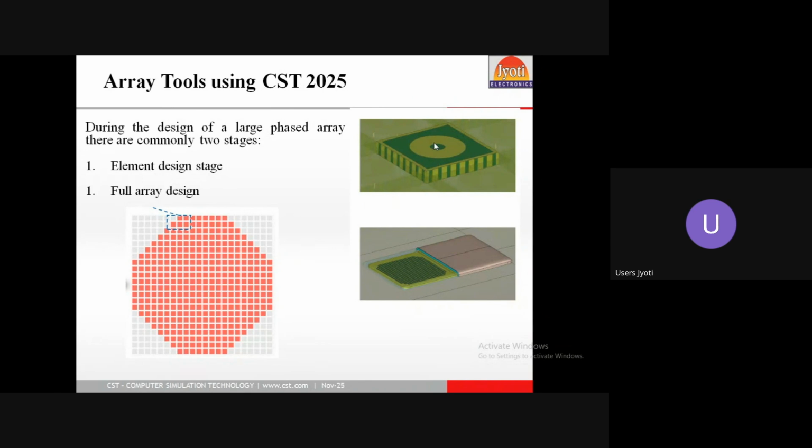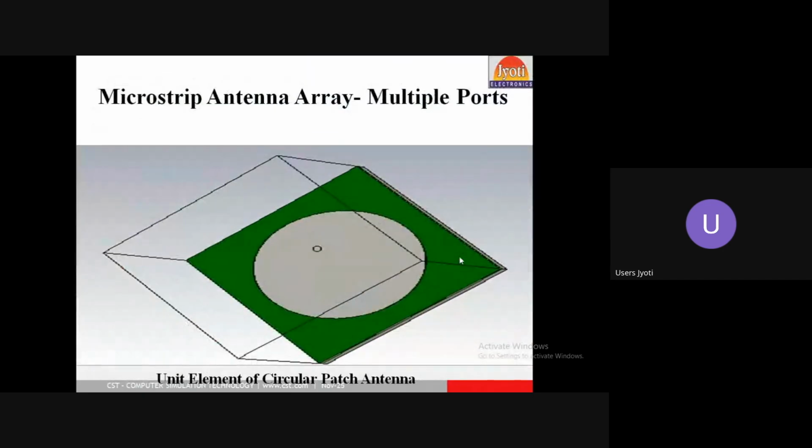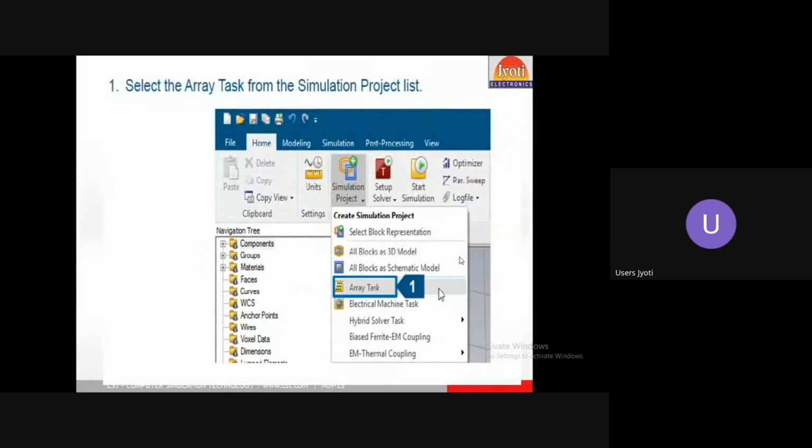You can see here I can design just one microstrip patch antenna, and if I want to go with an array like 4 by 4 or 8 by 8, the array option is there. You can use the array operation directly in CST. CST directly provides array tools that we can generate and input into the operation, so you directly get the results. For example, this is a microstrip antenna with a single port, single direction, and the radiation pattern is there. After that, you can select the simulation project array task.